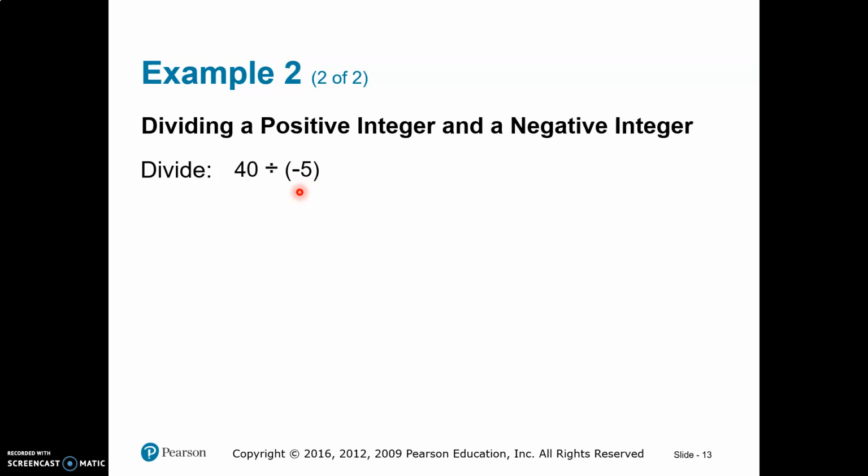Same thing with division. So 40 divided by negative 5, which is 40 divided by 5, is 8. A positive divided by a negative is negative, so the answer is negative 8.